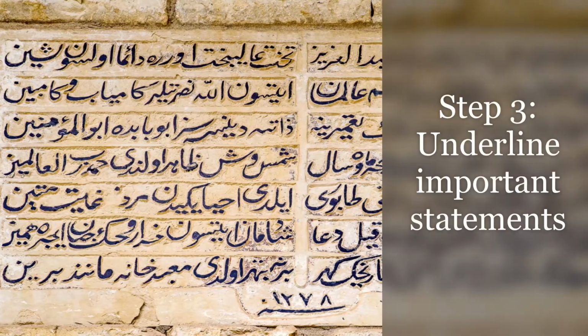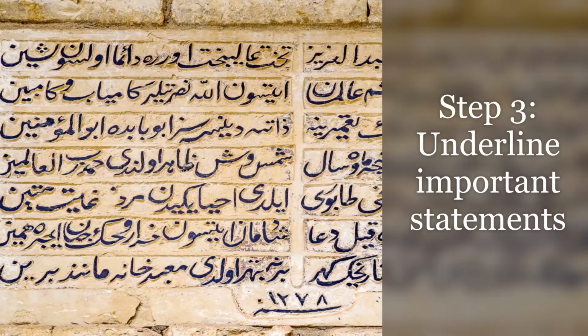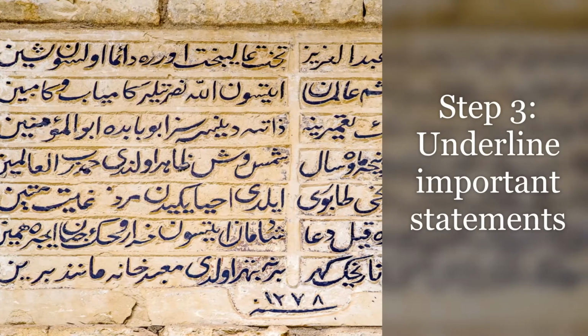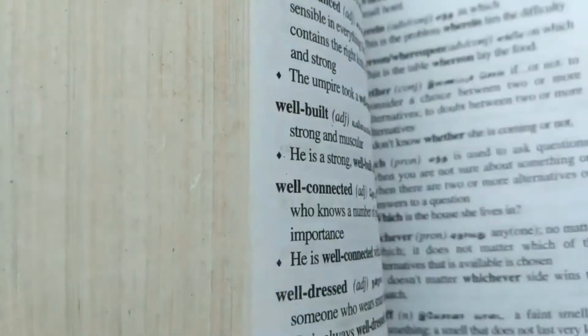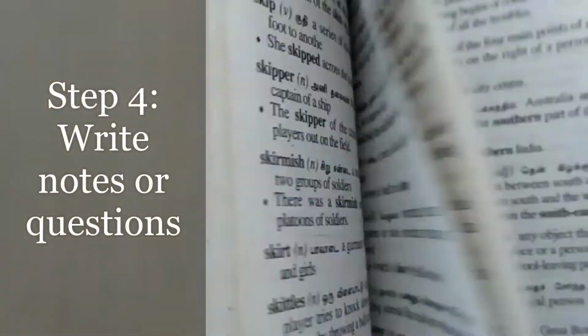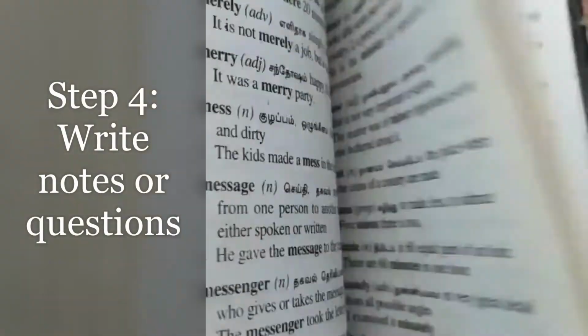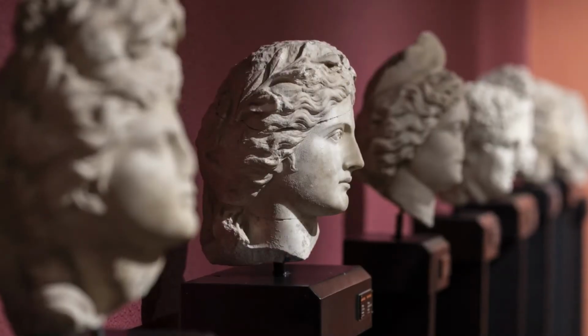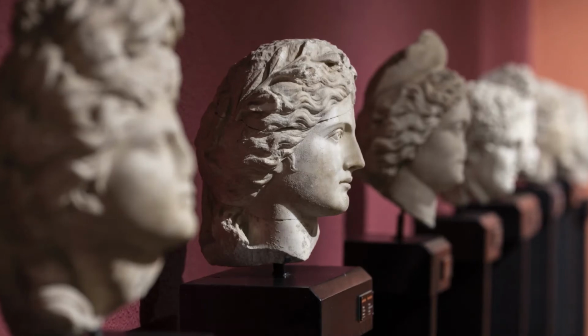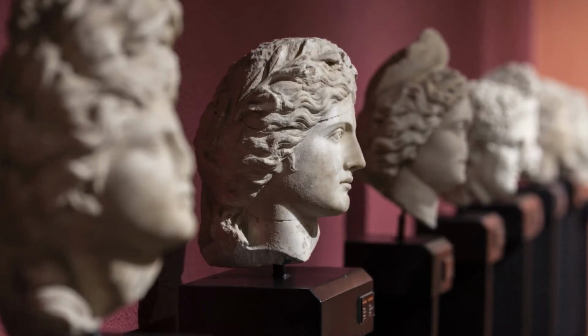Thirdly, read the source a second time, underlining what you think are the most important statements. In our example, the phrase, exiled Julia because he felt that she had insulted his imperial dignitas, seems to be the most important statement. And step 4, read the source a third time, writing notes or questions about what specific phrases mean. Therefore, we could explain that the Emperor Augustus had banished his own daughter from ever returning to Rome because he felt that she did not show the honour expected to an emperor.